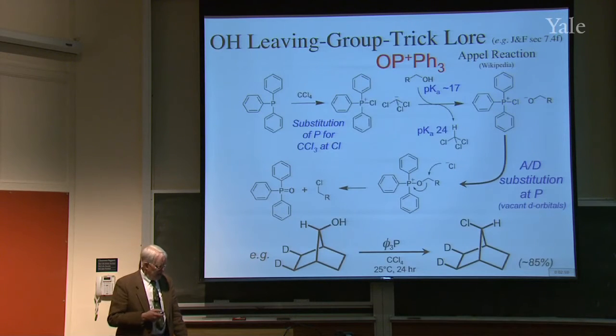And here's an example from the book. The OH was made into a leaving group by triphenylphosphine and carbon tetrachloride. It says it was done over a day at room temperature. And here's the chloride. Notice it inverted. The presence of deuteriums here allows you to know whether the configuration is retained or inverted. And as you expect with an SN2 reaction, it's inverted.